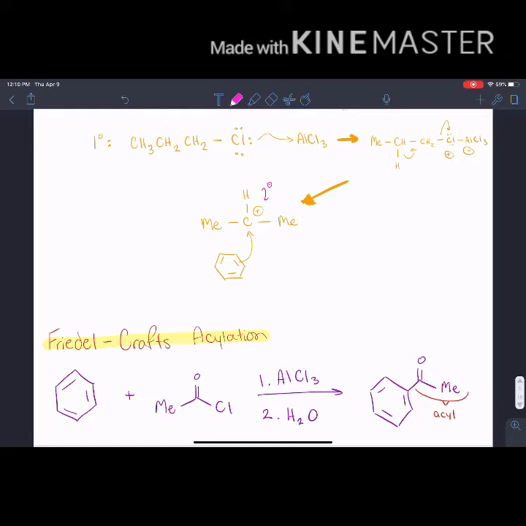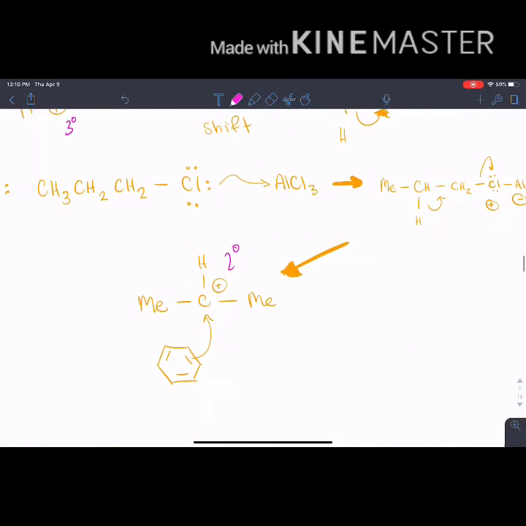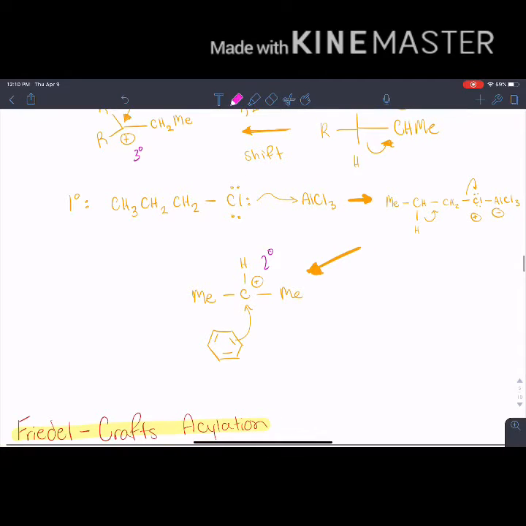Another exception is when you have a primary reagent like so, and you think to yourself, okay, no carbocation is going to form because it's primary, right? But then a hydride shift can completely undo your thinking and result in a secondary carbocation that is relatively more stable. It essentially messes up all of your thinking, because the Friedel-Crafts alkylation might rearrange and result in a different product. So you really have to keep track of these things when you're using Friedel-Crafts.